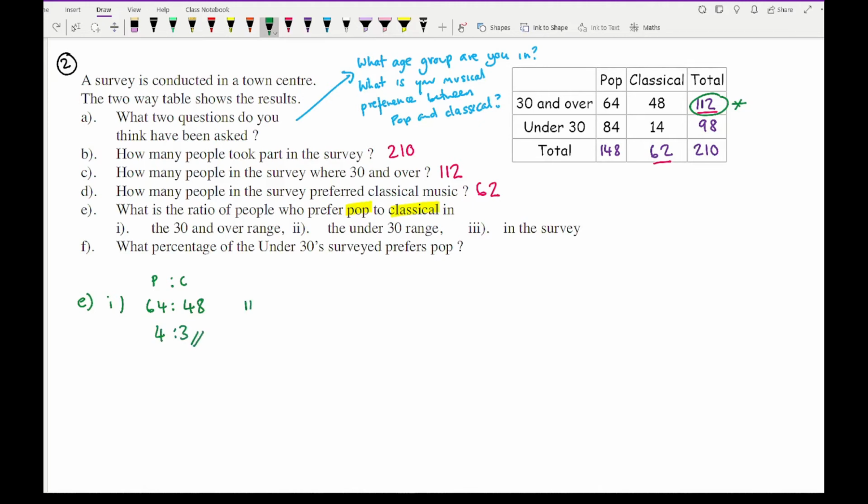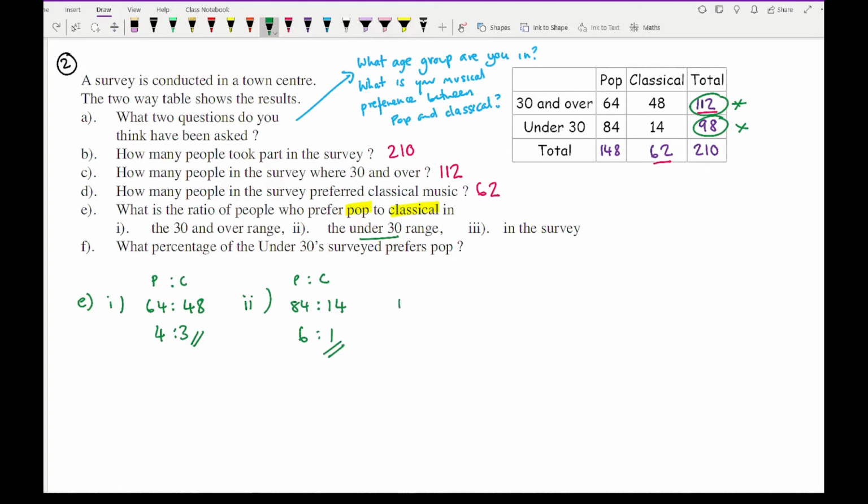Then with part 2, here we're looking for another total. So this is the total of under 30s. So that's this column here. So that's going to be pop to classic is going to be 84 to 14. And again, I'm going to simplify that, which would give me 6 to 1.